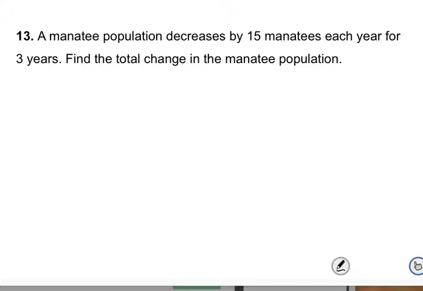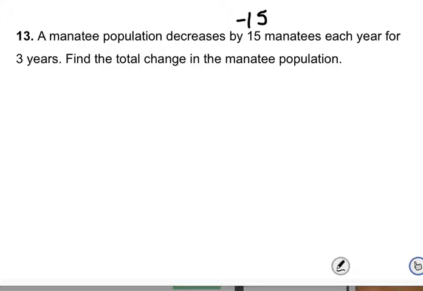One more. A manatee population decreases by 15 manatees each year. If it decreases, what's my integer going to represent? Negative. So this should be a negative 15 each year. For how many years? 3 years. What's the total change? What's the problem going to look like?